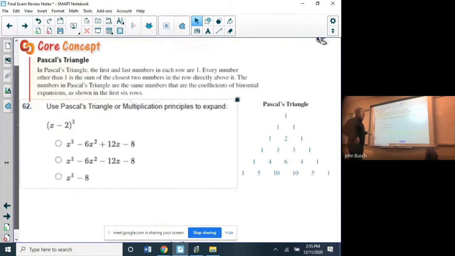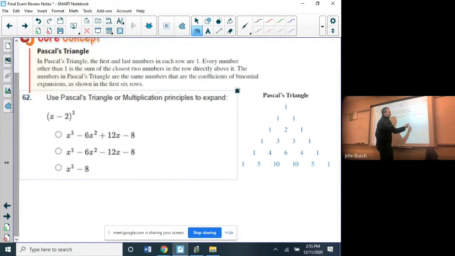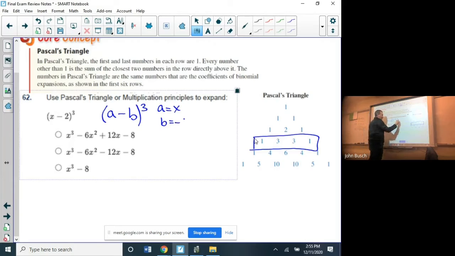If you think that's useful, then you can write that down in your note sheet. But anyway, here we go. Pascal's triangle to cube x minus 2. So in Pascal's triangle, we're going to use the 1, 3, 3, 1 pattern. Okay? And we're using x minus 2. Remember, when we did this, it was a minus b cubed, right? But now, instead of a minus b, it's x minus 2, where a is x and b is negative 2.